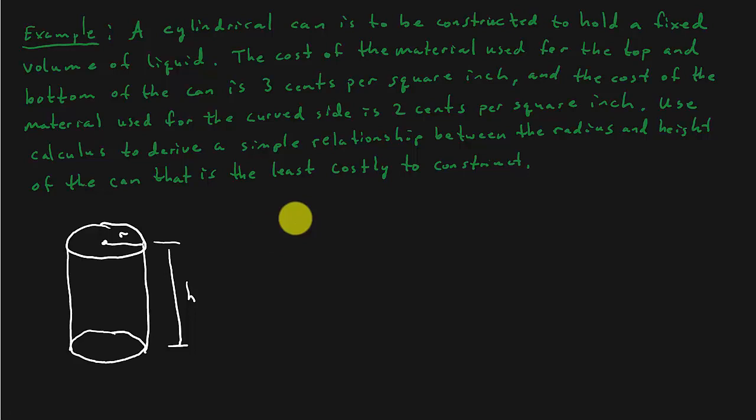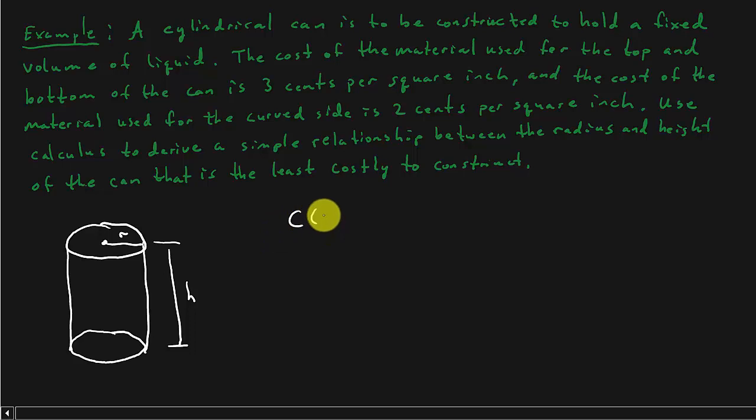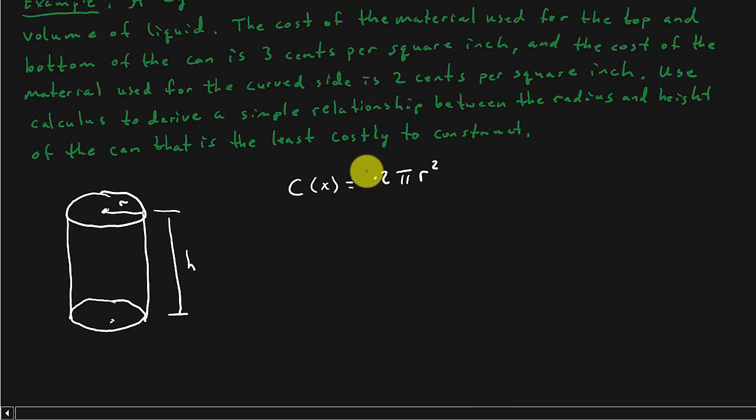All right. So we have the cost. We'll just call that C of x. So it's the cost of the top and bottom. The cost of the top and bottom is 3 cents per square inch. Well, what's the area of the top? The area of the top is pi r squared. And we're going to multiply that times 2 because we have 2 of them. We have a top and we have a bottom. And then that area we multiply by 3 because that's how much it costs per square inch, 3 cents.